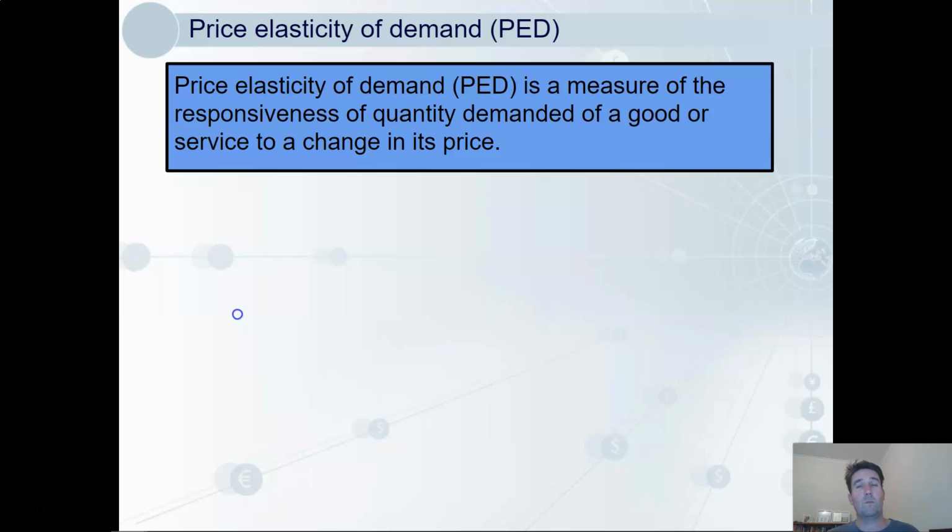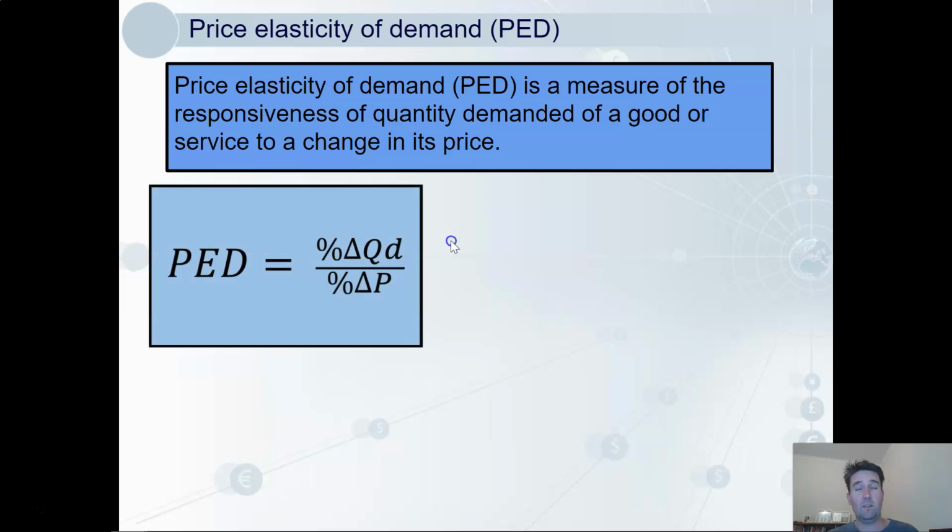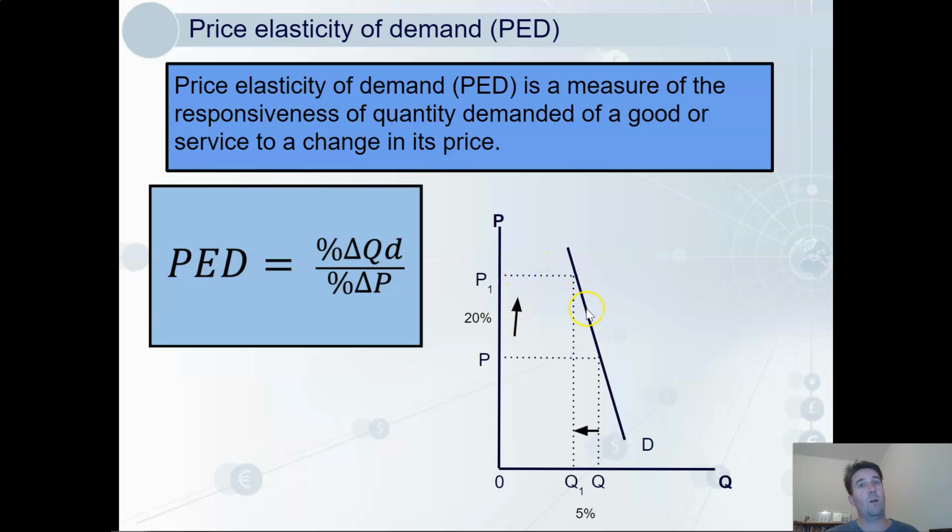We already know the law of demand. What PED tells us is how much quantity demanded will change, and why should we care. To measure the PED, how responsive demand is to a change in price, we do some simple maths: percentage change in quantity demanded divided by percentage change in price. Let's put your skills to the test. Work out the PED for this demand curve when price increases by 20% and quantity demanded decreases by 5%.